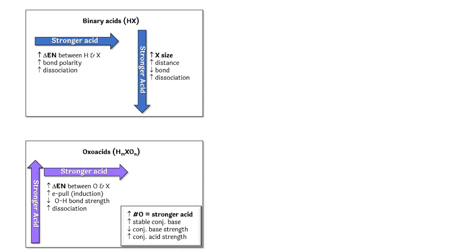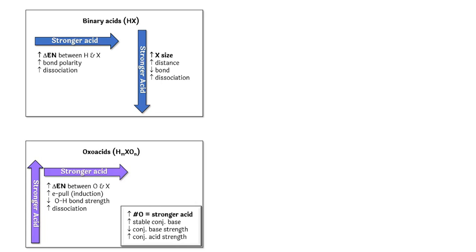This has to do with the stability of the conjugate base. If we remove an H+ from an oxoacid, by definition, we are left with the conjugate base. If that conjugate base has more oxygens versus fewer oxygens, then it can better distribute the negative charge across the molecule, leading to a more stable conjugate base. So more oxygens means a more stable conjugate base.